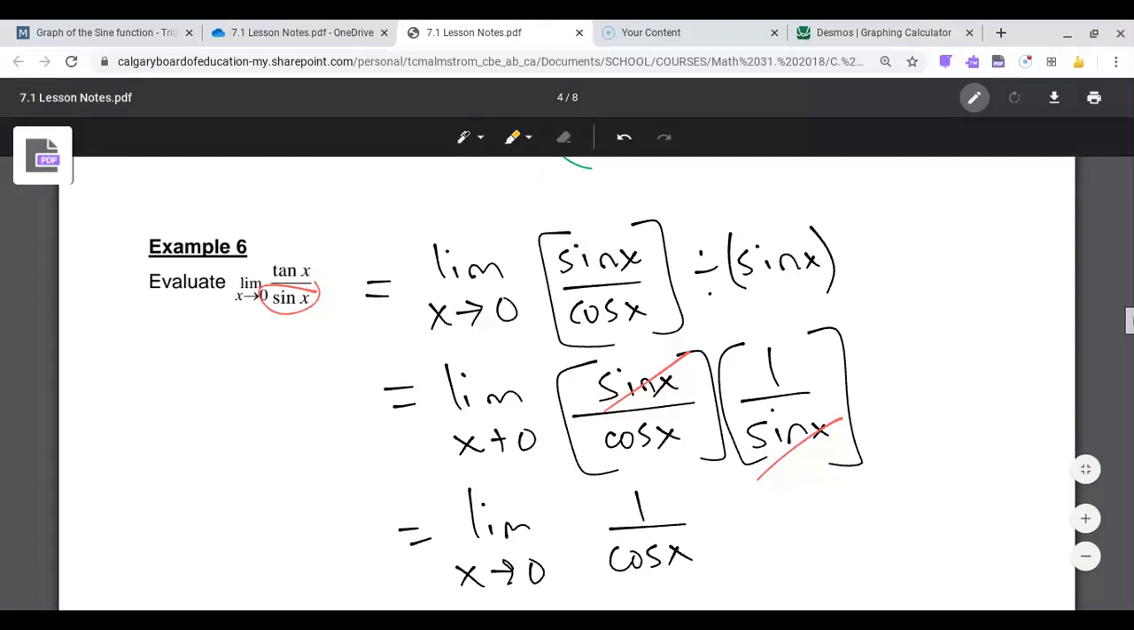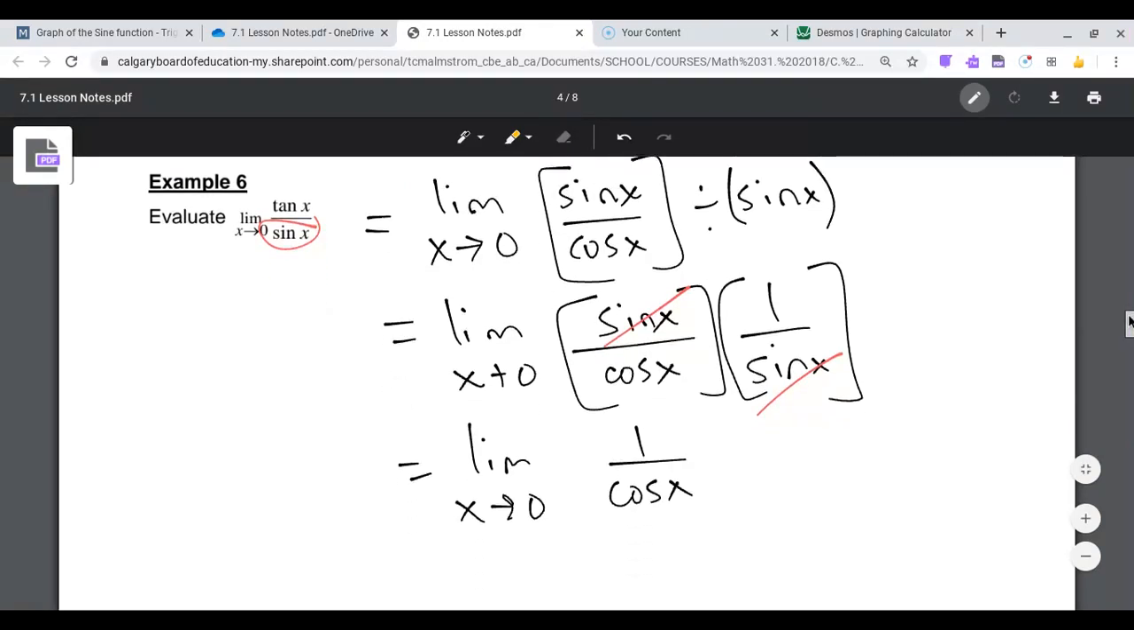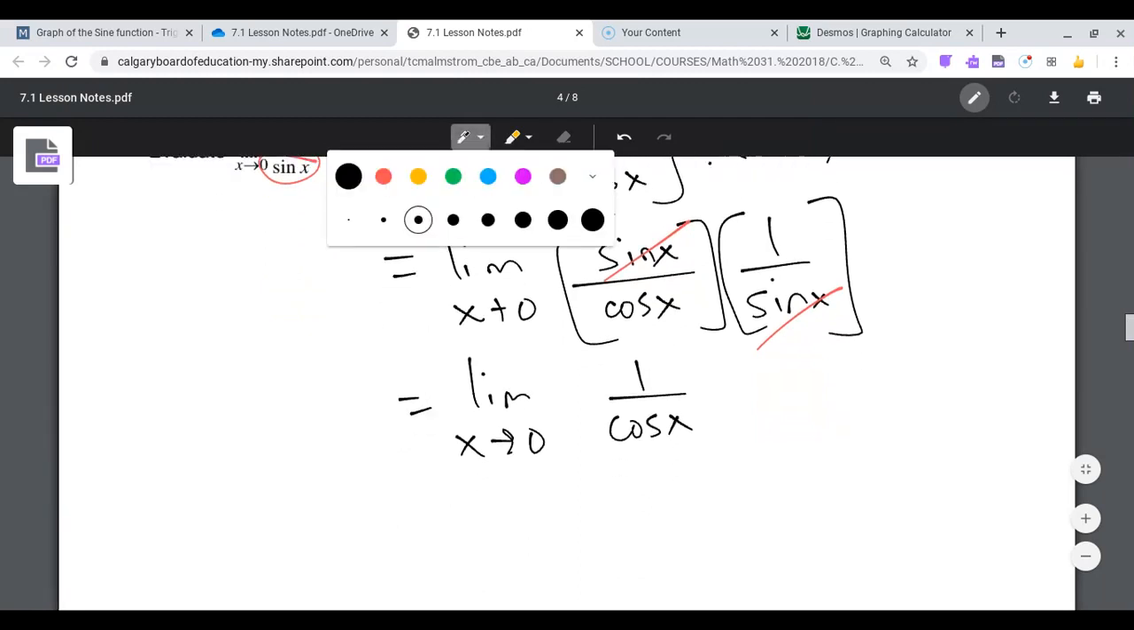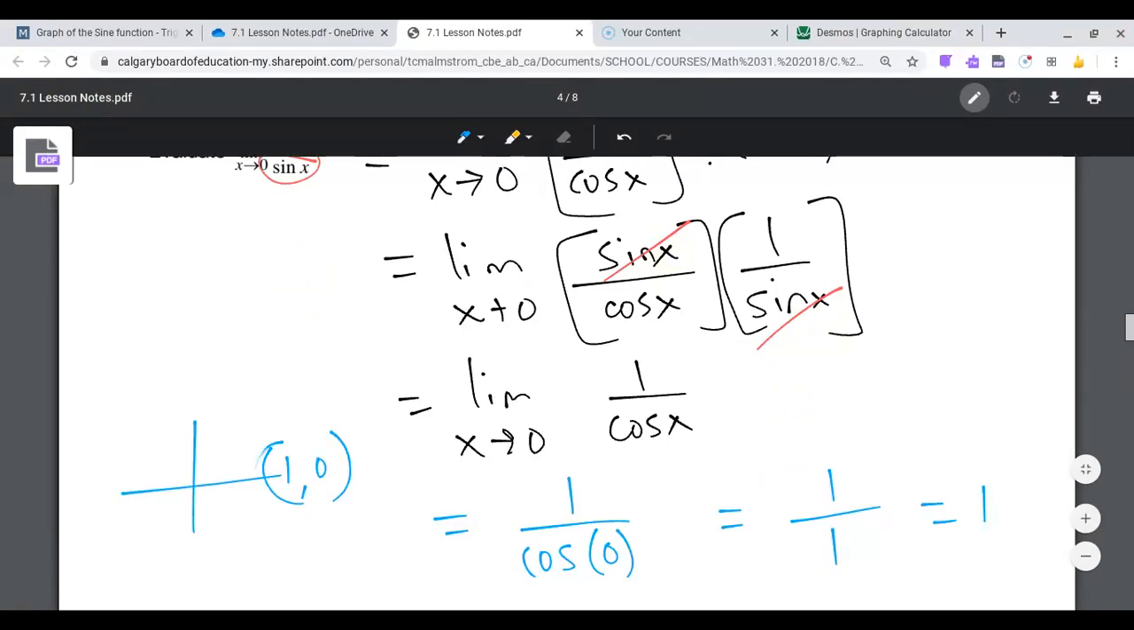And from example 5, we know that 1 on cos x is just going to be equal to 0, because when I substitute 0 in for the x value, sorry, not going to be equal to 0, it's going to be equal to 1. 1 on cos 0 is 1 on my unit circle. The x coordinate is 1. So 1 divided by 1 is equal to 1.